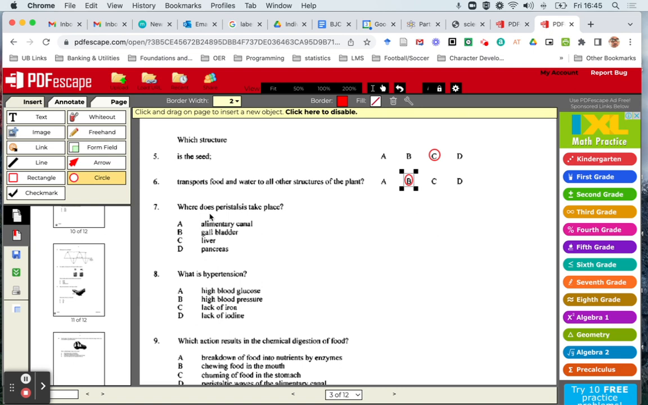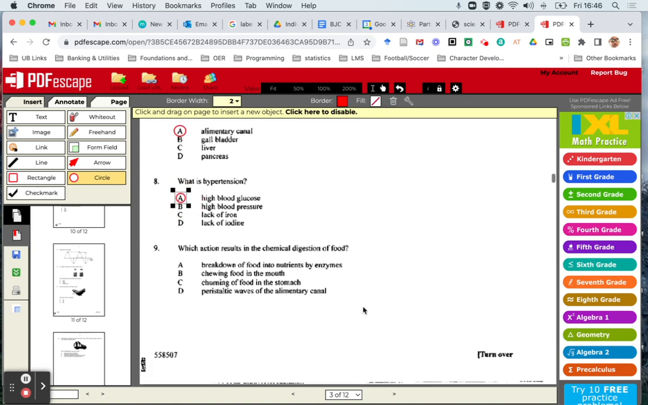Where does peristalsis take place? That's going to be in the alimentary canal, part of the small intestine. It pushes food along so that nutrients can be digested by the intestine. What is hypertension? I'm going to look for high blood pressure. Here it is, A.